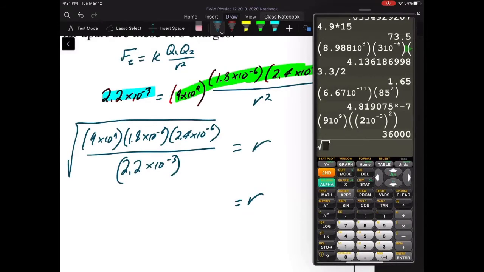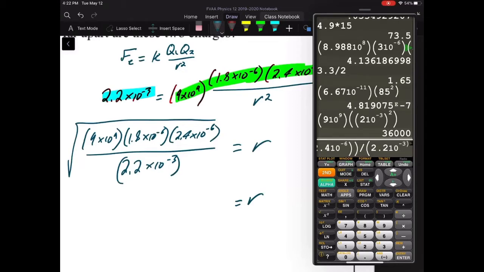So, square root, and let's get our brackets in, numerator and denominator separately. 9 times 10 to the 9, 1.8 times 10 to the negative 6, 2.4 times 10 to the negative 6. All right, so that's our numerator, divided by 2.2 times 10 to the negative 3. Oops.